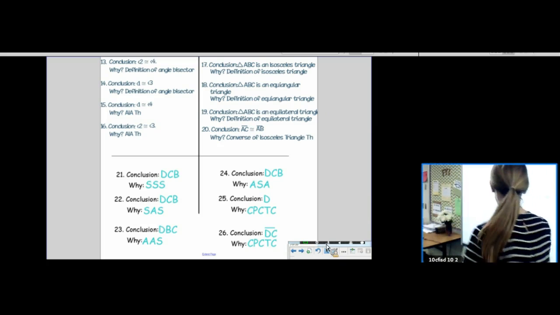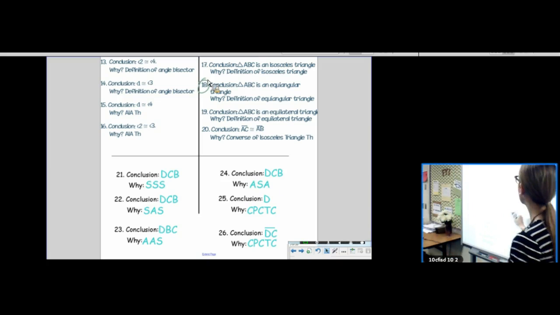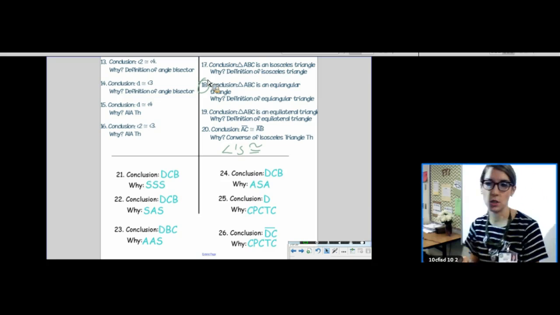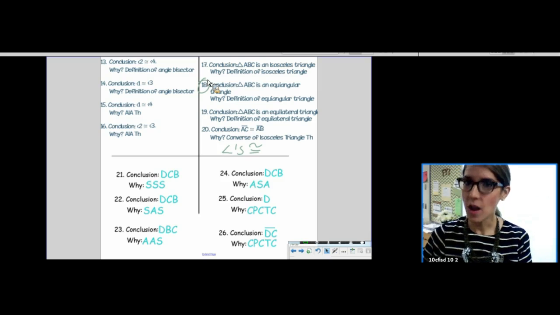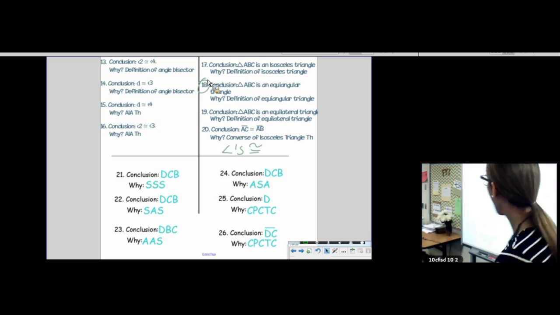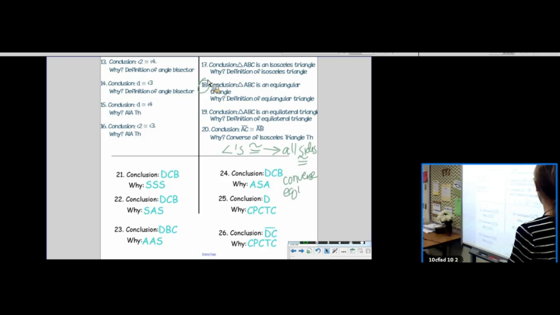Number 18, real quick, same thing I was just talking about. On number 18, you are given that the angles are congruent. So you could go 2 different ways here. You could state that it's equiangular by definition of equiangular, or you could state that all of the sides are congruent, but that would be the converse of the equilateral triangle theorem.